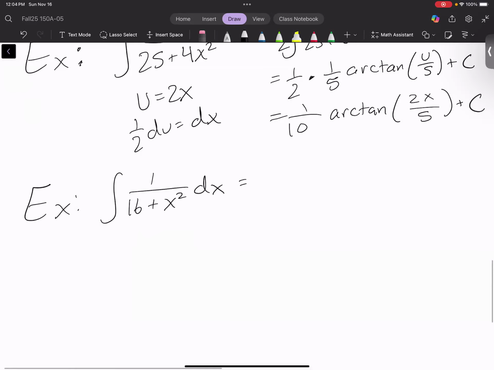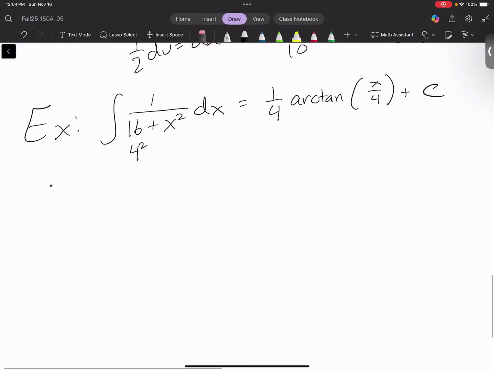Okay, yeah. So this is 4 squared. So this is going to be 1/4 arctan x over 4 plus c. All right. Let's do a definite integral.